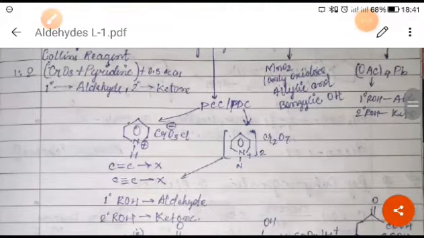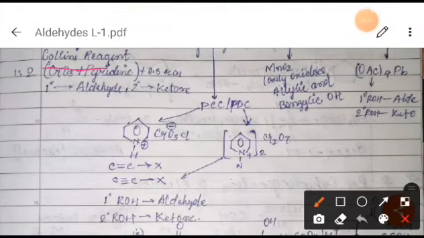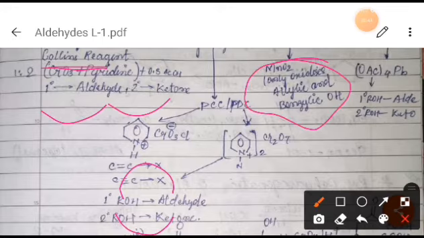But most of the time, if you are using a Collins reagent, they will change 1 degree alcohol into aldehyde, 2 degree alcohol into ketone. Again, when we talk about PDC or PCC, they will also do 1 degree alcohol into aldehyde and 2 degree into ketone. After that, MnO2 only oxidizes the allylic and benzylic OH. And when we take OAC 4 Pb, this will also change 1 degree into aldehyde and 2 degree into ketone, right?